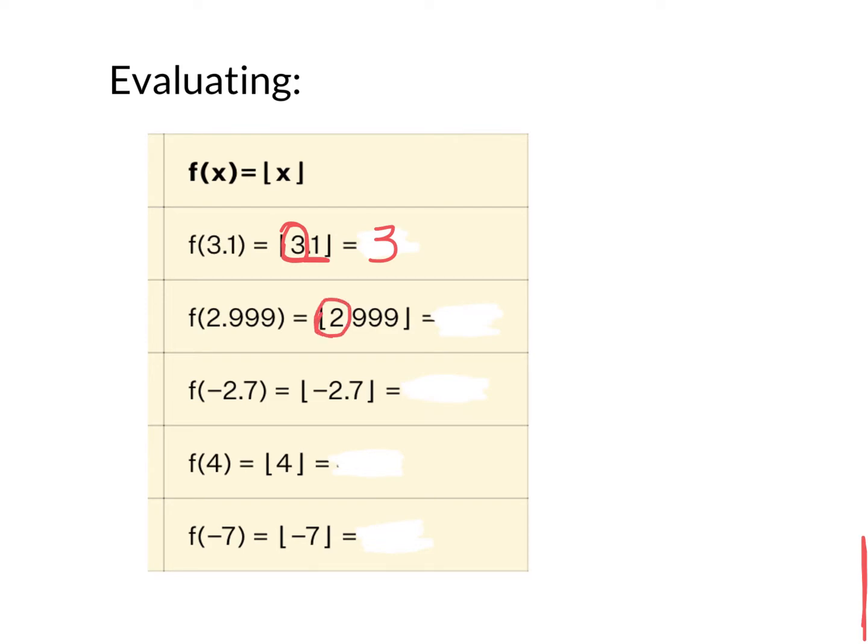The greatest integer of 2.99999 is 2. Even though that rounds up to 3, when we talk about actual whole numbers, that's 2. Okay, the negative is going to be a little weird to you because this is actually not -2, it's -3. Because again, remember, we're rounding down. The greatest integer for 4 is 4, and the greatest integer for -7 is -7.